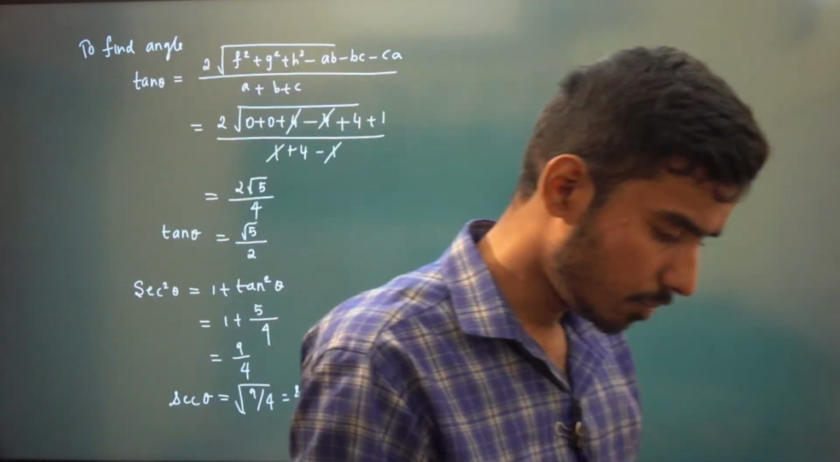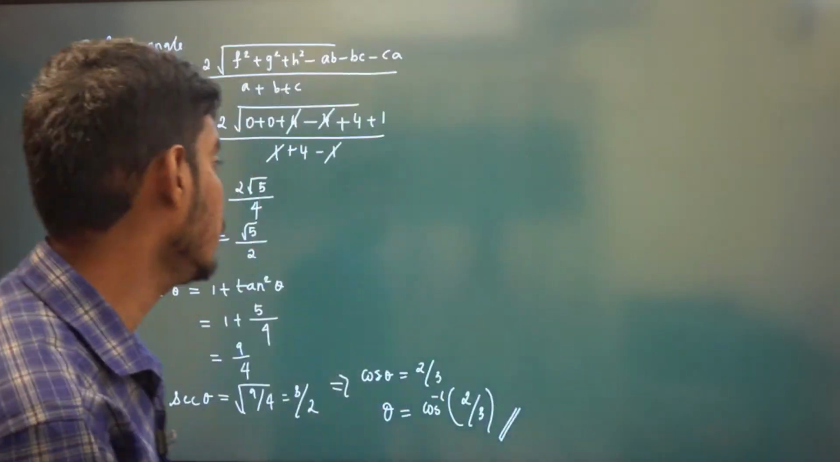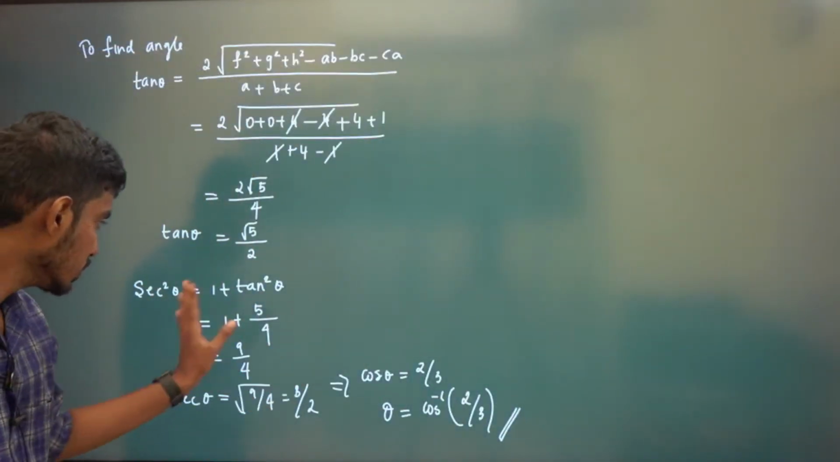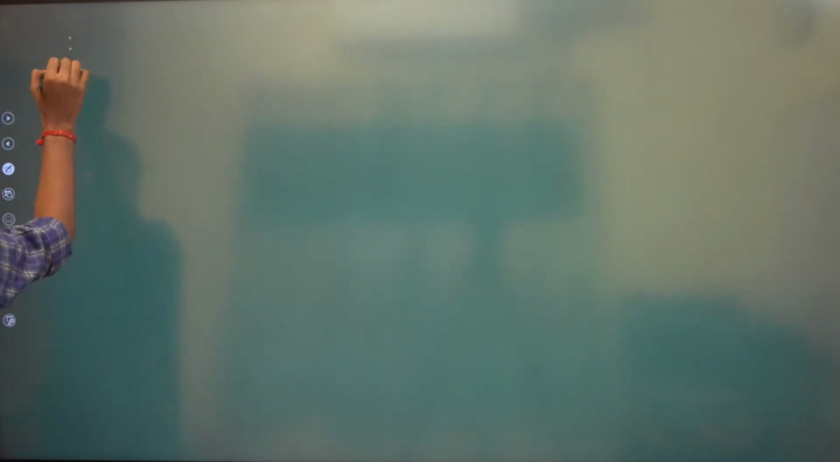It's a very easy concept. So they will give a second degree equation. You just have to show that it represents a pair of planes. You show determinant is 0 and cos theta is the angle between them. Find cos theta using this concept. Okay, so we'll move on to the last problem in planes. This problem 26.